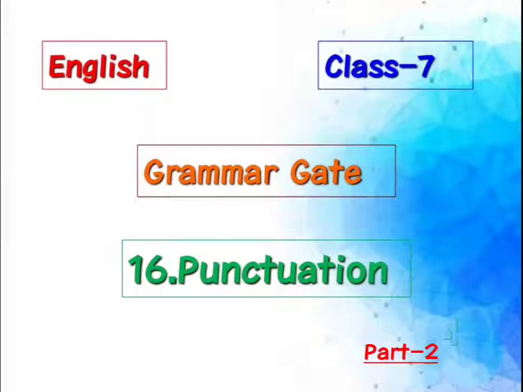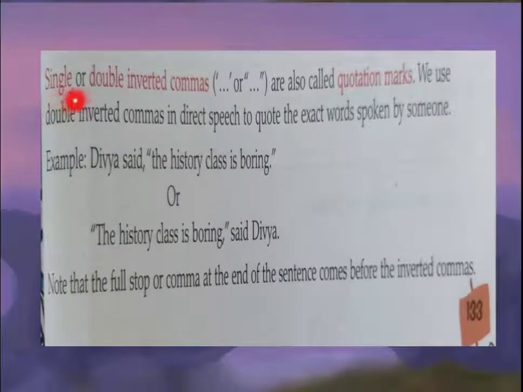So everybody look at page number 133. Single or double inverted commas. Single means only one, look at here, and in double there are two commas on the upper side, also called quotation marks. We use double inverted commas in direct speech to quote the exact words spoken by someone. So where do we have to use these quotation marks? When we say the exact words which are spoken by some person. So in these quotation marks we have to take the exact words which the speaker has spoken.